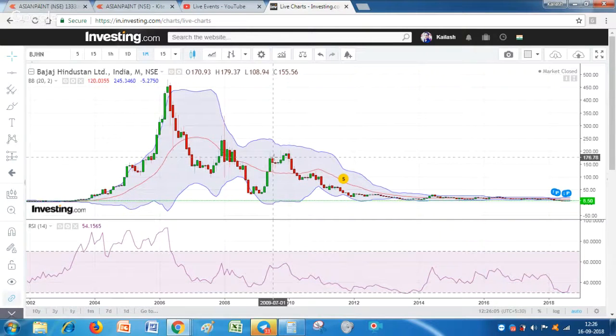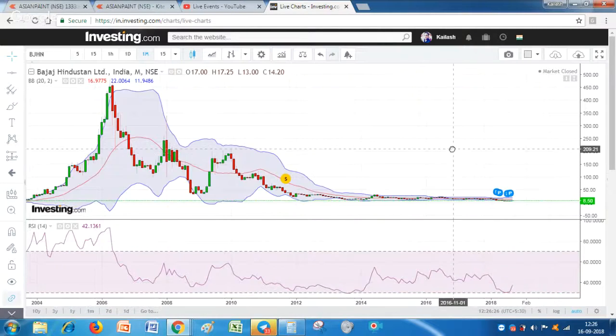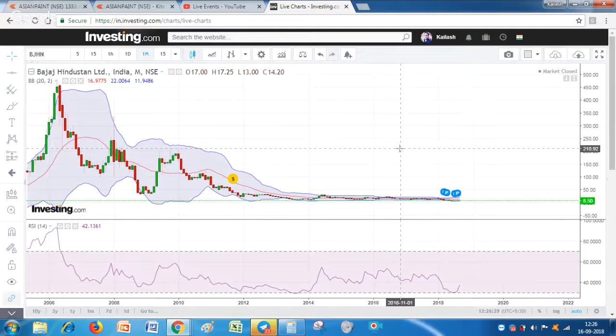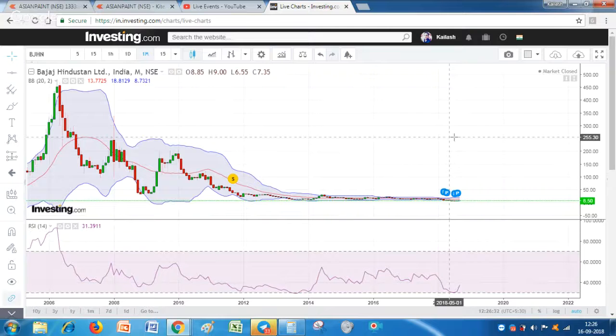Again it jumped up. This time it made a high of 200 range. The previous time it made 307. After that, one more dip to 93. And after that level, the stock came to a range of 15, 16, 20, 21. Now the stock is trading in this narrow range, and in the previous few days it has made an 8.5 range.